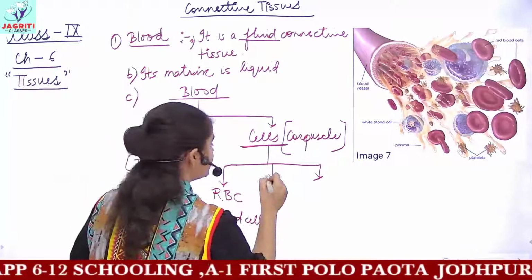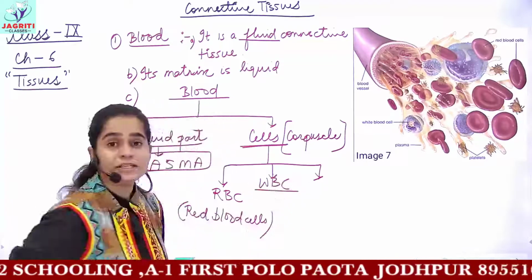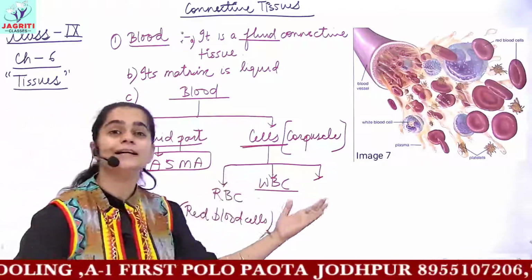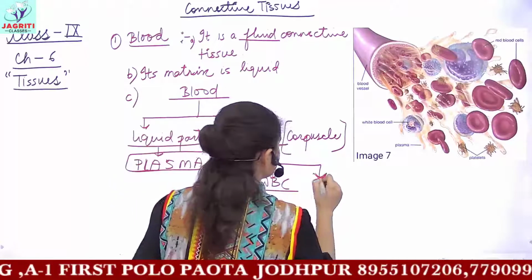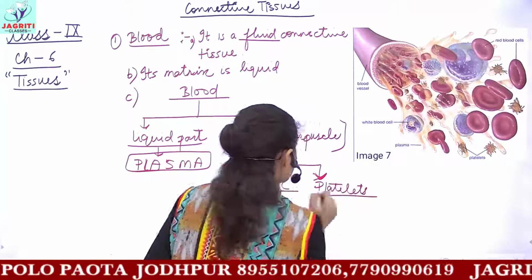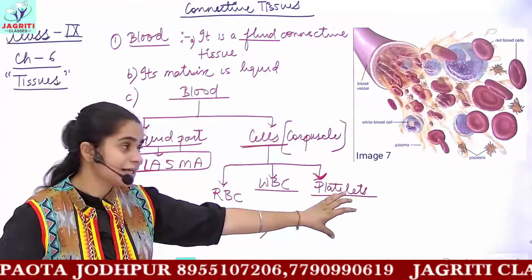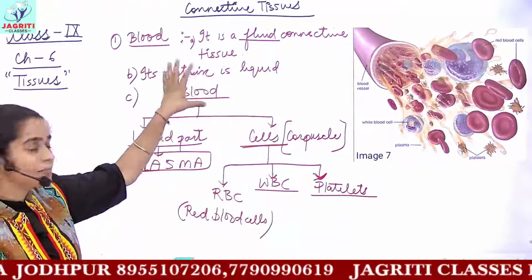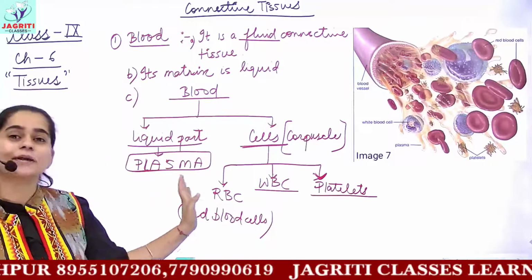Then you have the next type of cells, which is WBC. WBCs are called the white blood cells. And the next type of cells which are present are known as platelets. So these are the three different kinds of cells present in your blood, and the remaining blood contains the liquid part, or you can say plasma.